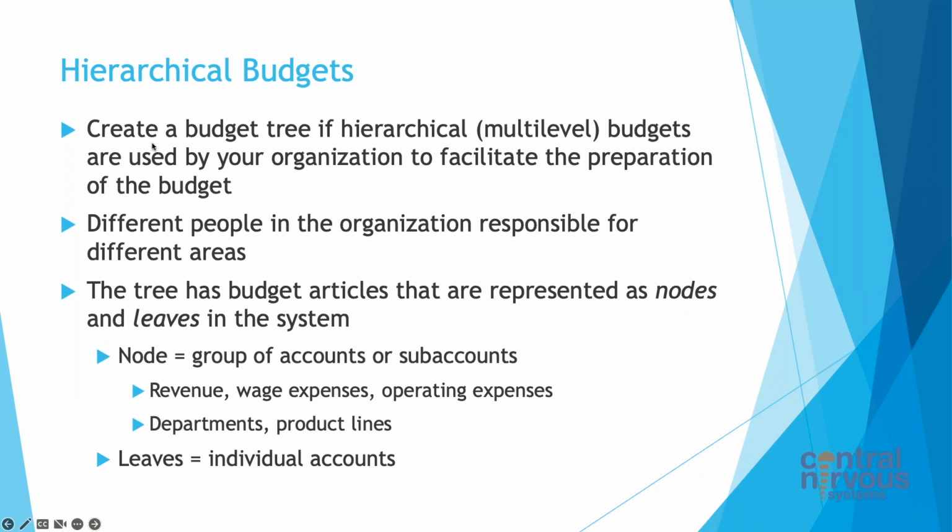So let's go here. So multi-level budget allows you to create a budget tree if that's used in your organization to facilitate the preparing of the budget. So with this multi-level budget, different people in your organization would be responsible for different areas. The tree has budget articles that are represented as nodes and leaves in the system. A node is a group of accounts or sub-accounts. So things like departments, groups of revenue or wage expenses, operating expenses, depends on how you group things up. That'll give you your grouping or nodes that different people will be responsible for.